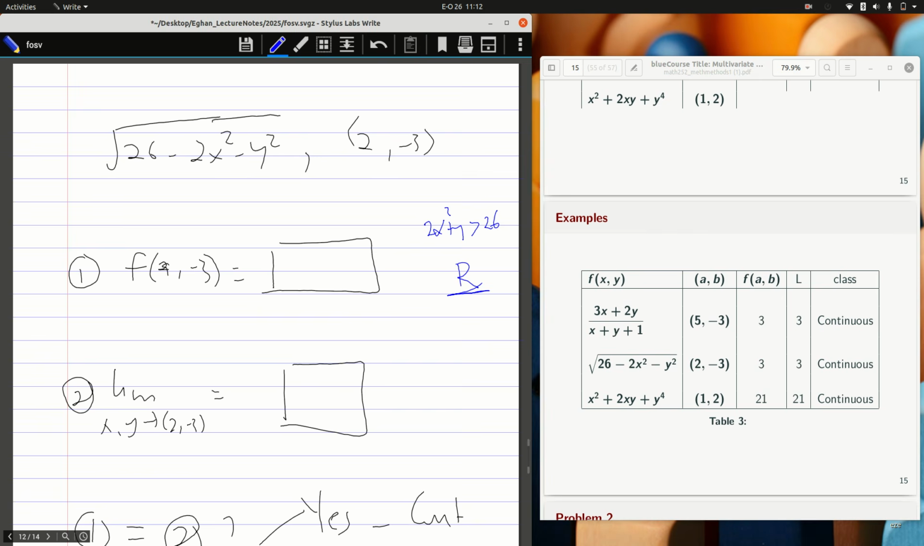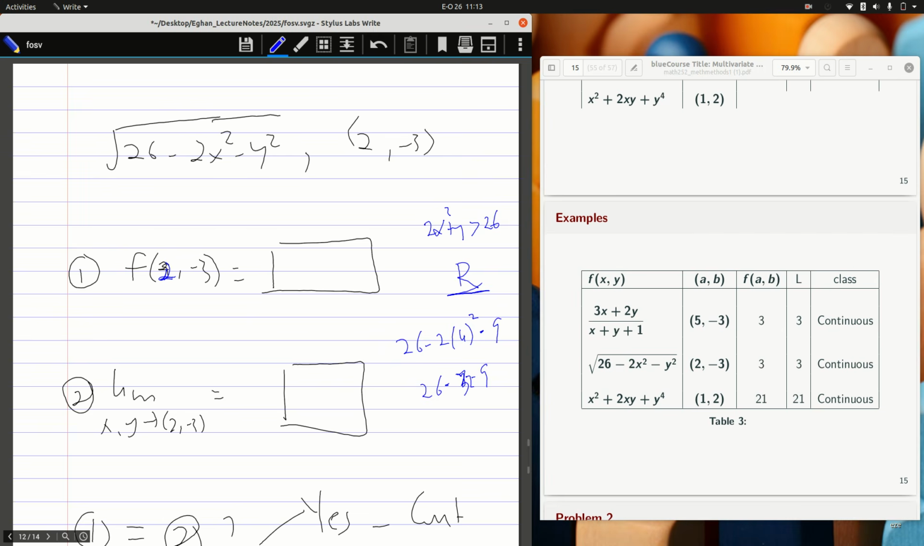Sorry, the function f of 2, 3. I can do a direct substitution and see. So let's see: 26 minus 2 times 4 minus 3 squared, that's minus 9. That's 26 minus 8 minus 9, that is 32 minus 9. Use the calculator, you're going to get 3.